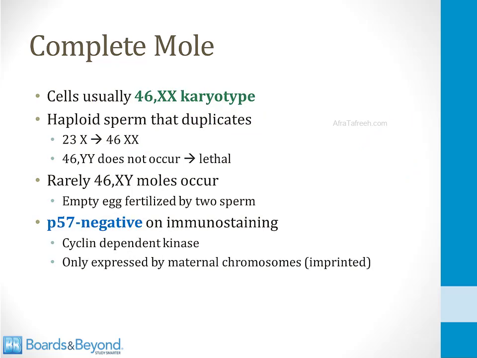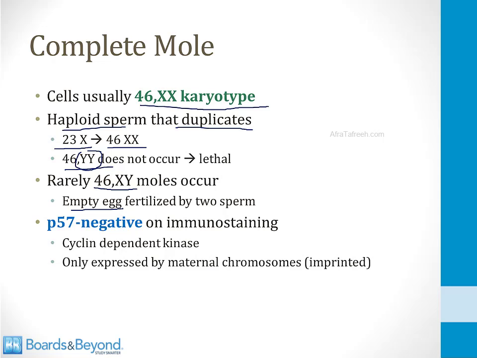If you do a karyotype analysis of the cells in a complete hydatidiform mole, they will usually be 46XX. The reason they have this karyotype is because the haploid sperm usually duplicates once it gets inside the empty egg. So a 23X haploid gamete of a sperm gets inside the empty egg and duplicates and becomes 46XX. You will never see 46YY because having two Y chromosomes is lethal and the cells will die. Rarely, a complete mole can be made up of 46XY chromosomes. This happens if the empty egg is fertilized by two sperms at the same time and one of them has an X chromosome and one has a Y.